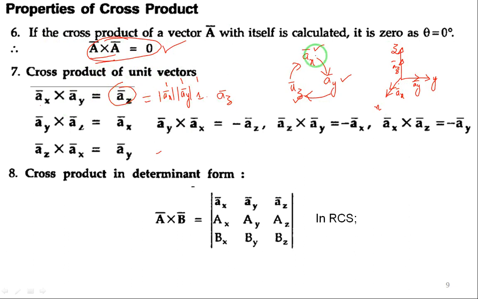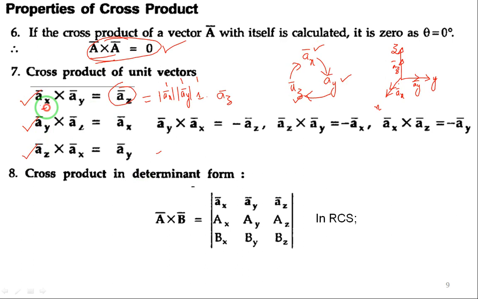So instead of applying the cross product, simply observe this cyclic diagram. Ax cross Ay is Az. Ay cross Az is Ax. Az cross Ax is Ay, and so on. Here it is written. Is it fine? One minute. Okay. Ax cross Ay is Az, Ay cross Az is Ax, Az cross Ax is Ay. This is fine.